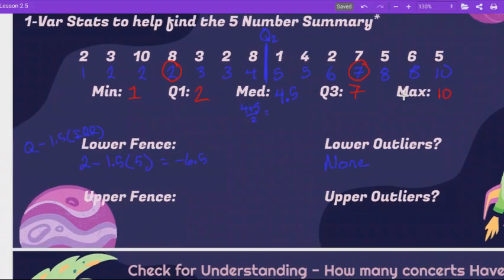And then the formula for the upper fence is Q3 plus 1.5 times the IQR. So that gives us 7 plus 1.5 times 5 again. And that is 14.5. Here we look at our top value. We don't have any numbers greater than 14.5, so there are no upper outliers as well.